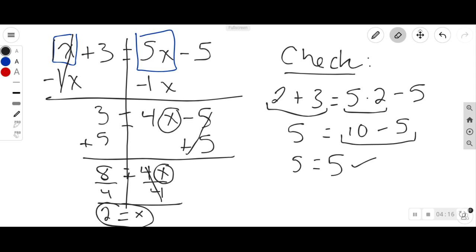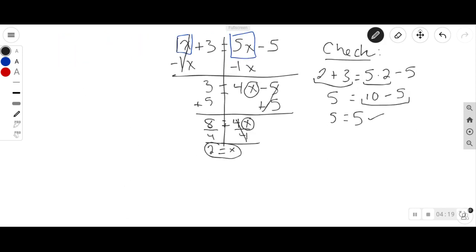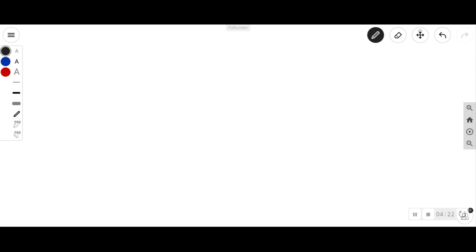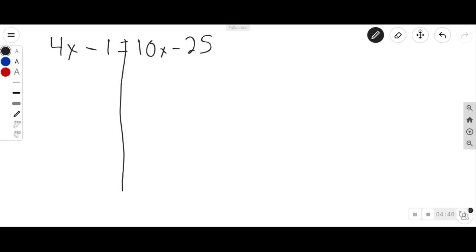Okay, remember that's the key thing, is you're not going to always get the item that you started with, especially in these problems, so you can't just think it through as easily. So now let's look at our other example. Let's say that we have 4x minus 1 equals 10x minus 25. I chose some larger numbers just so that we can start thinking a little bit higher.